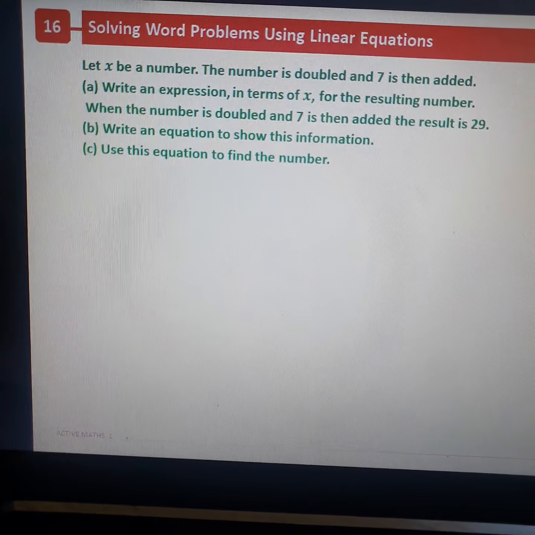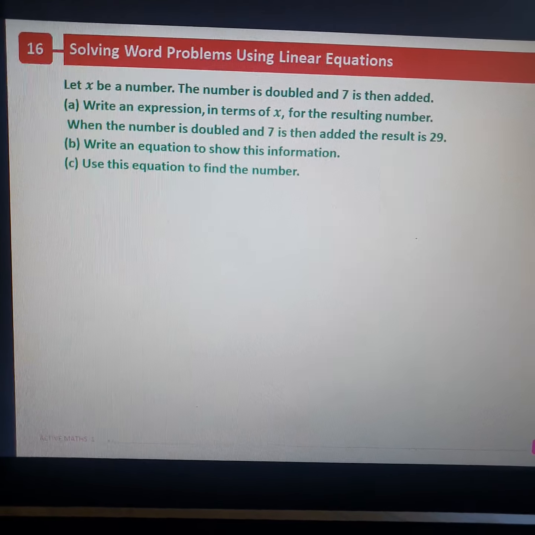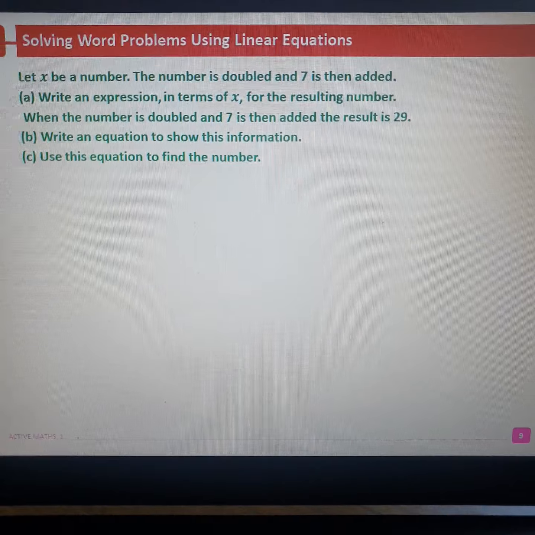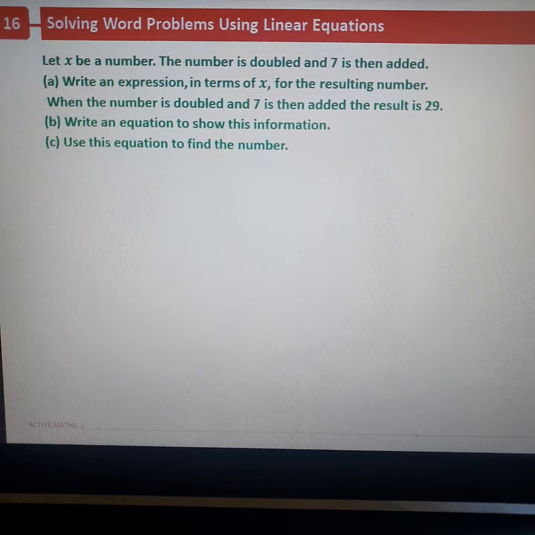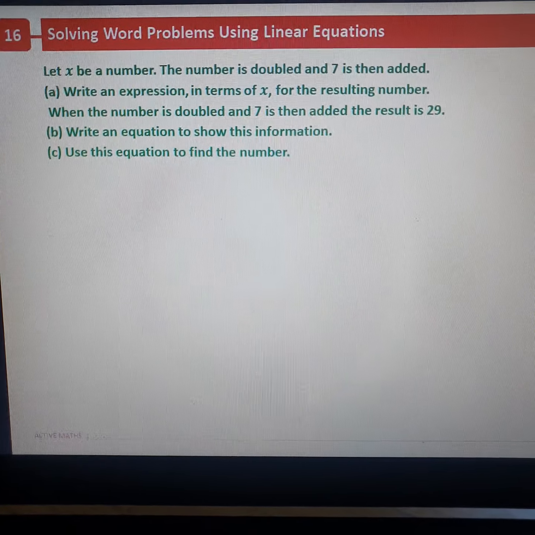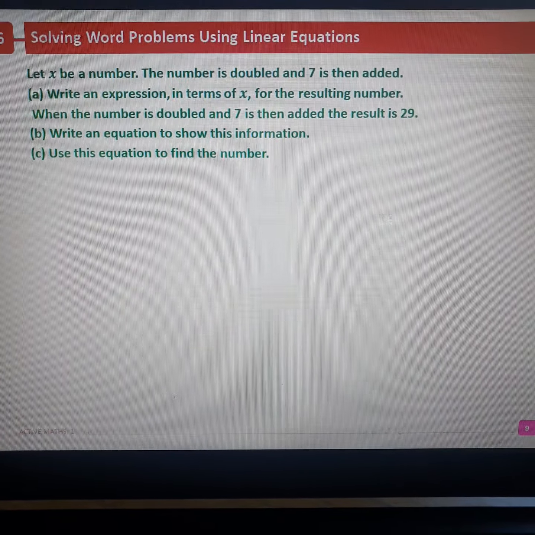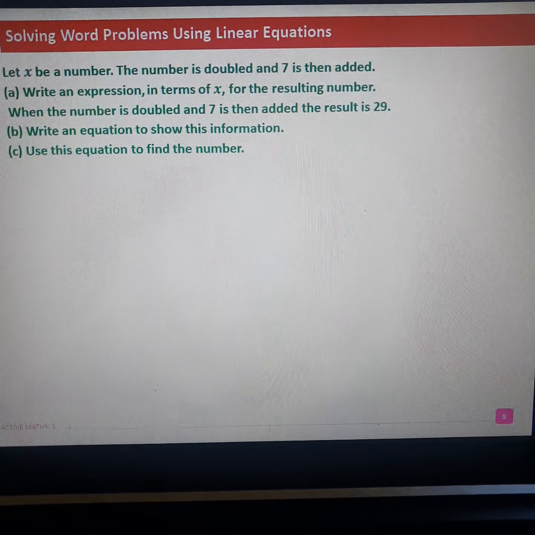Okay, so let x be a number. The number is doubled and 7 is then added to it. Okay, so if I said my age was 10, which you know it's not, but to double that number, you'd be multiplying it by 2 and you'll get 20. So the number is doubled and 7 is then added. Write an expression in terms of x for the resulting number. Okay, so when the number is doubled and 7 is then added, the result is 29.